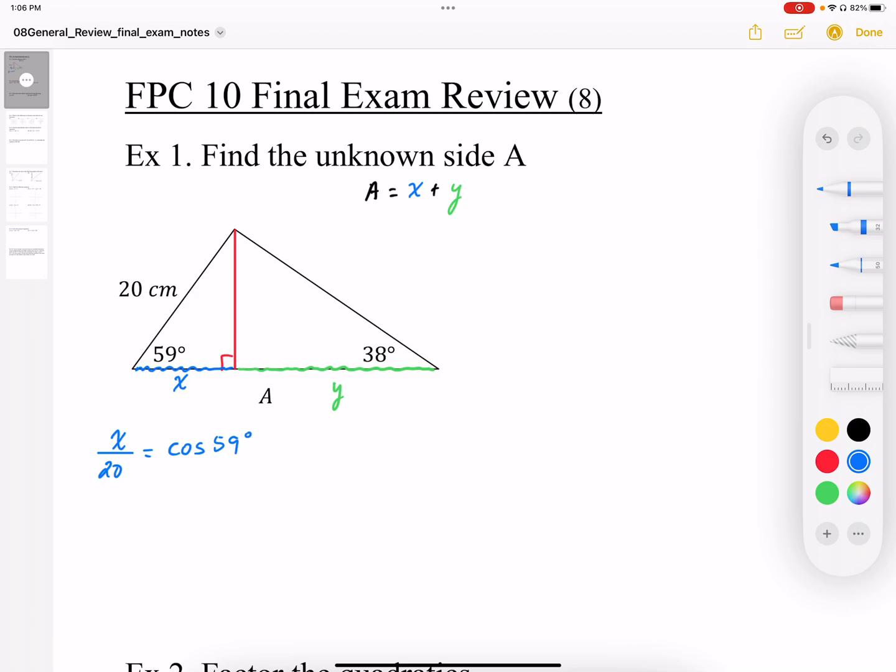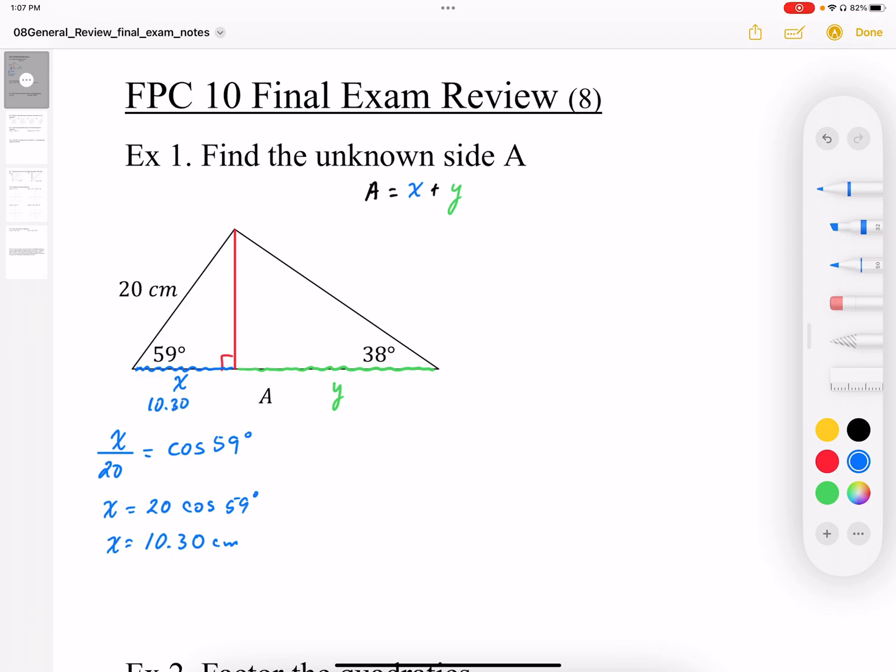When we do that, we can solve for x by cross multiplying. x is equal to 20 times the cosine of 59 degrees, and we need to use our calculator to work out the cosine of 59 degrees. So working that out, the length of x works out to be 10.30 centimeters.